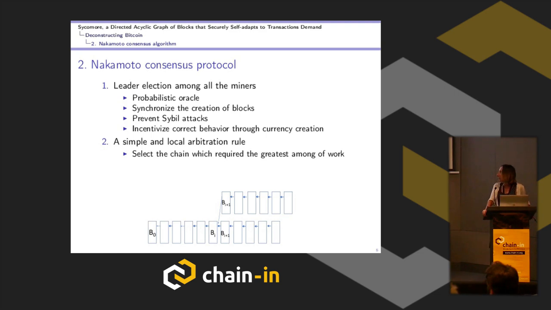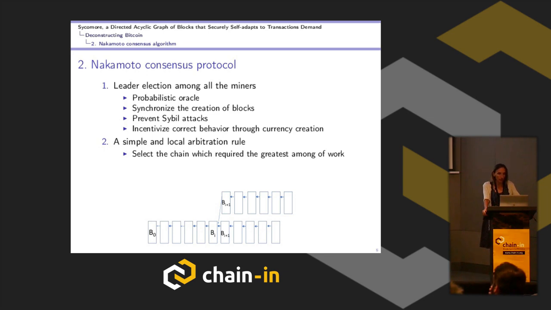And so every miner has access to a probabilistic oracle, which is implemented through the proof-of-work mechanism. And this ingredient allows two things. It allows to synchronize the creation of blocks and to prevent Sybil attacks. And this is achieved mainly through an incentive for correct behavior through money creation.